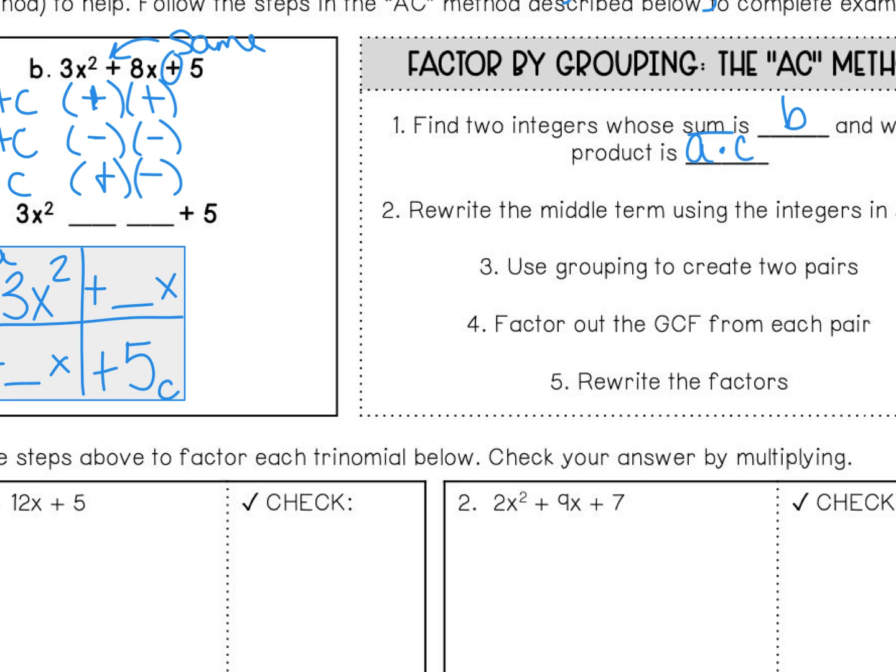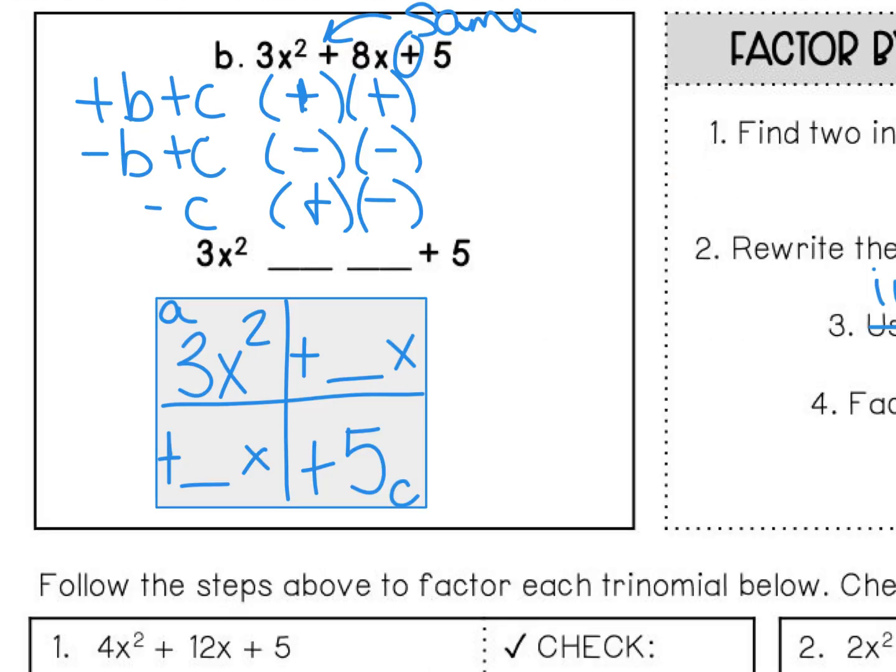Since we are deciding not to do grouping, we're not going to do grouping here. We're just going to rewrite our middle term using the integers in step 1 in the box. We're still going to take a GCF out from each row or column, and we'll rewrite our factors. Let's start with our A times C. Well, what's my A? 3. What's my C? 5.